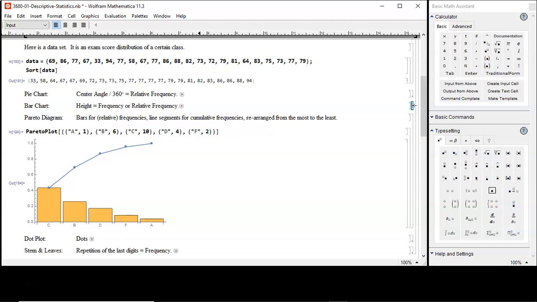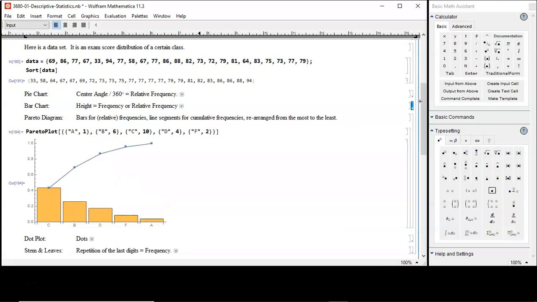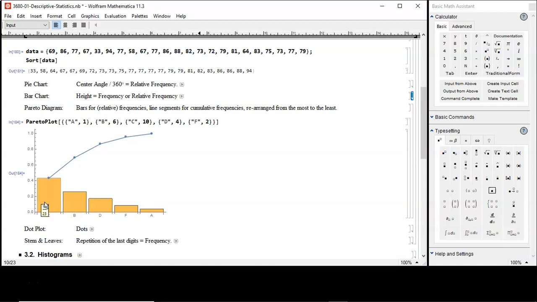So starting from the bar chart here, Pareto diagram rearranges these bars in an order of most populous, next populous, and then the next populous like this. So bigger frequency to the smaller frequency. So the rectangles go down. And then how about this line graph? This line graph represents the cumulative frequency. Cumulative frequencies or cumulative relative frequencies.